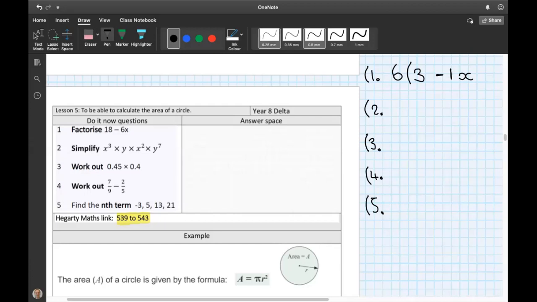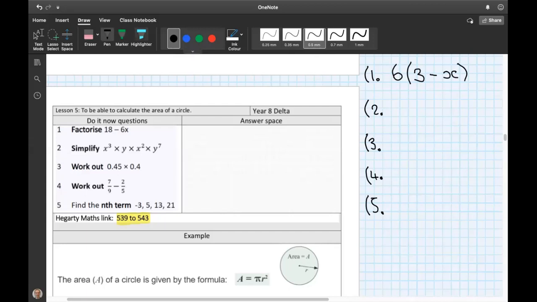However, we do not write 1x. If you just got an x on its own, you just write x. So this is 6 brackets 3, subtract x, close brackets. If you expand those out to check, you will get 18 minus 6x.